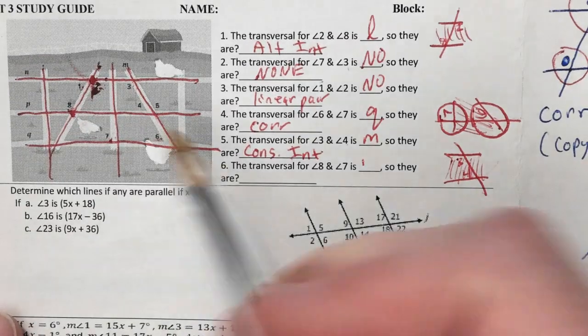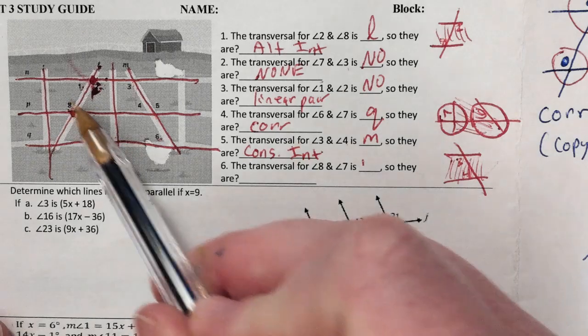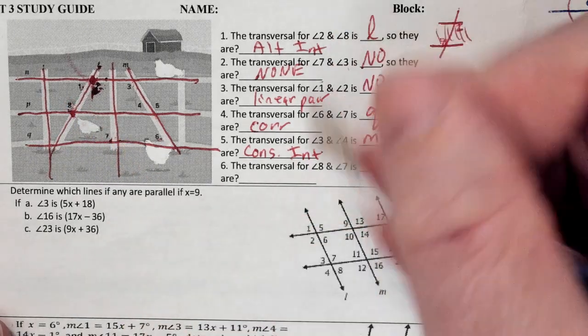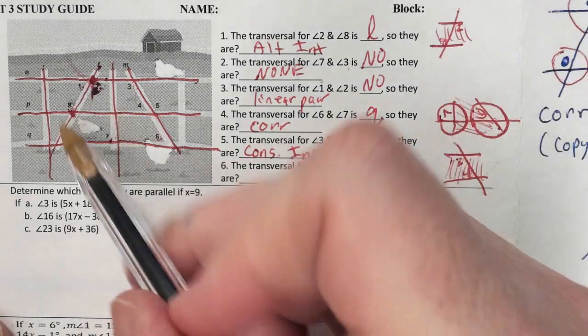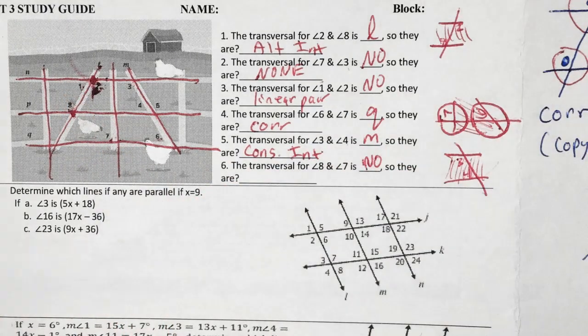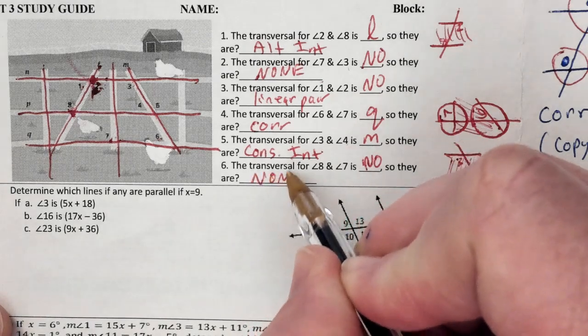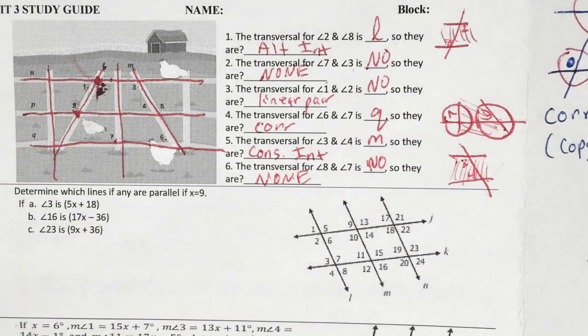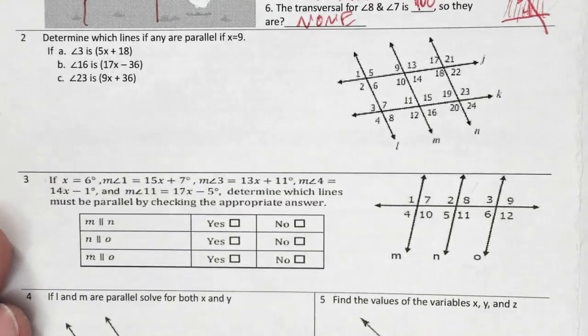And finally, 8 to 7. So here's 8, here's 7. Is there a train that went straight from 8 to 7? No, there's not. There's not a straight train, and they're not at the same station either. So it's not vertical or linear pair. So there is none for the relationship. All right, so that was number 1. Let's keep going. Number 2.